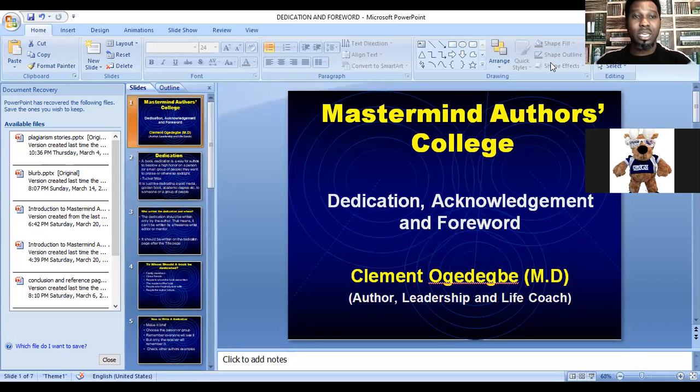Okay, so today we are going to be looking at how to write a book's dedication, acknowledgement, and foreword. So three things: dedication, acknowledgement, and foreword. I'm going to lay emphasis on dedication and acknowledgement.